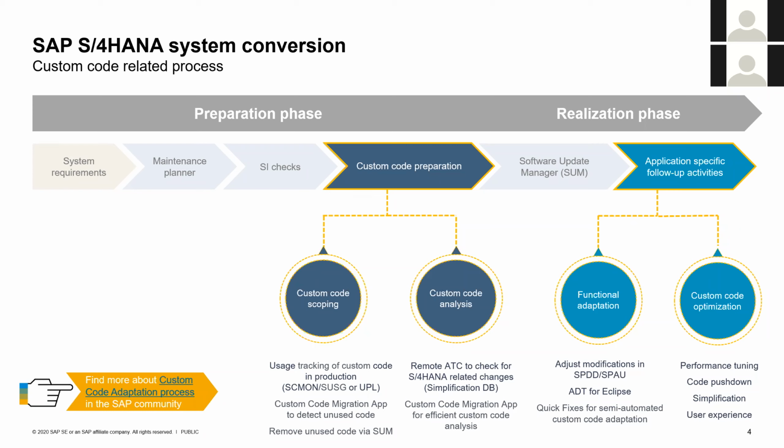And in the end, after you are finished with the functional adaptation, you can think about some custom code optimization activities. For example, you can do performance tuning for your critical SQLs if you go from the ERP system to S/4HANA on the HANA database, and before your ERP system was on AnyDB. Or you can think about some code pushdown techniques using the CDS views and do the simplification of custom code and so on and so forth. So this is how the custom code adaptation process for S/4HANA looks like.